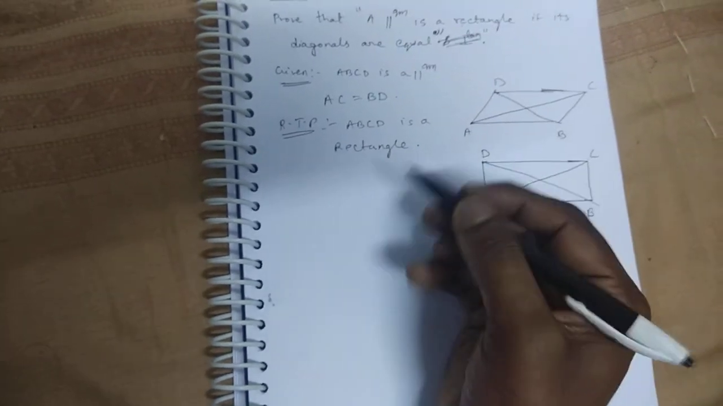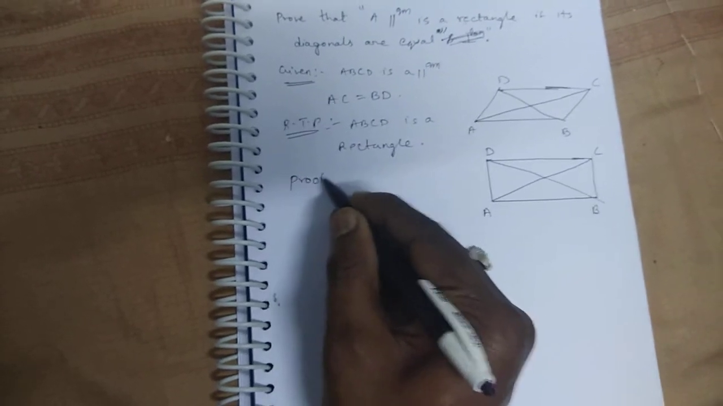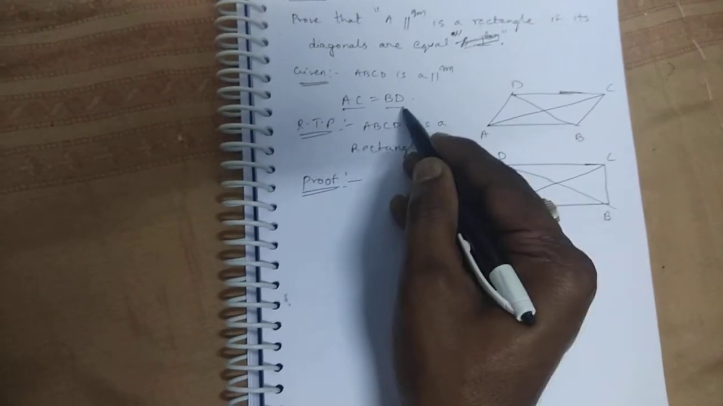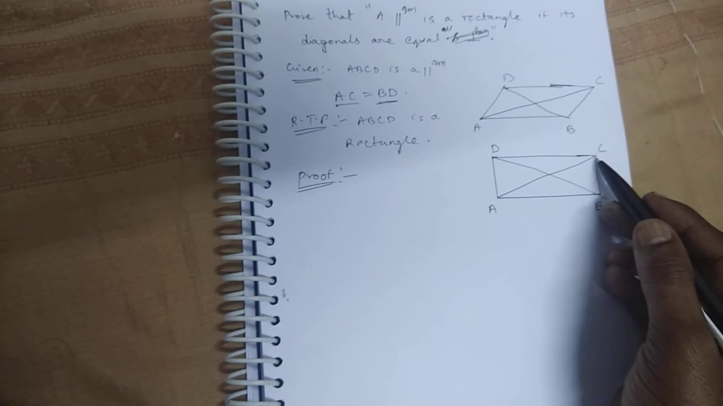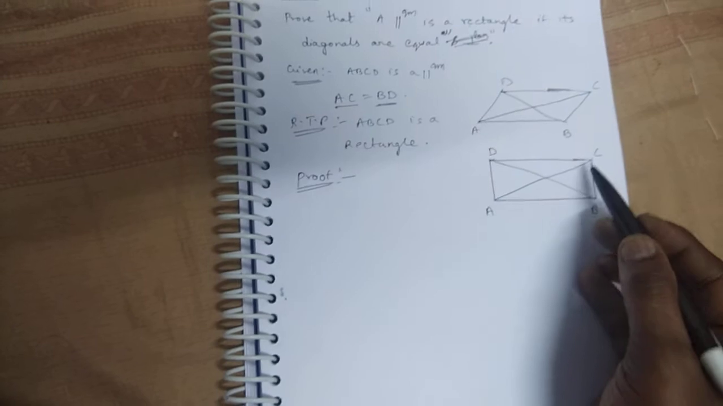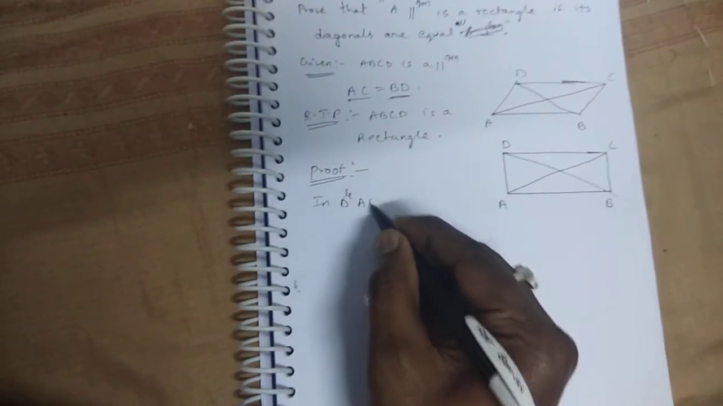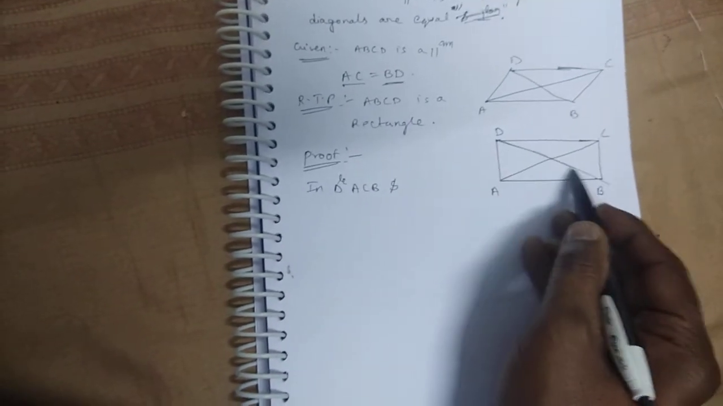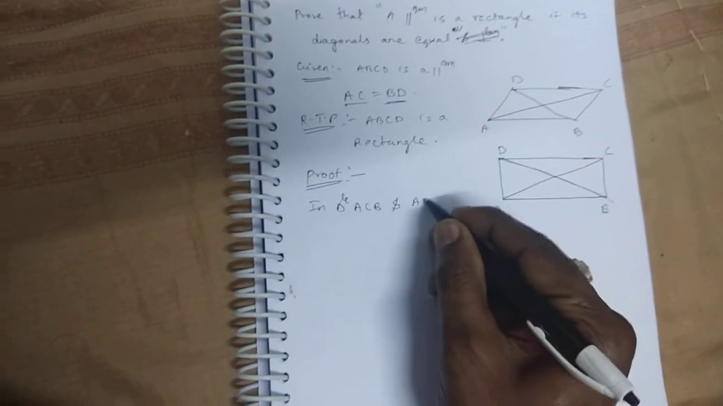Rectangle means each angle we have to prove it is 90 degrees. Coming to the proof, because he has given the information about the diagonals, AC is equal to BD. Now let us take two triangles where the diagonals are. I will take triangle ACB, and triangle ADB, where the other diagonal, BD, is there.